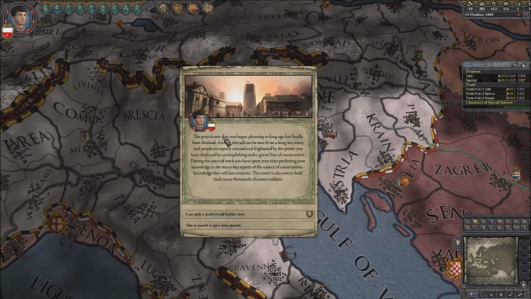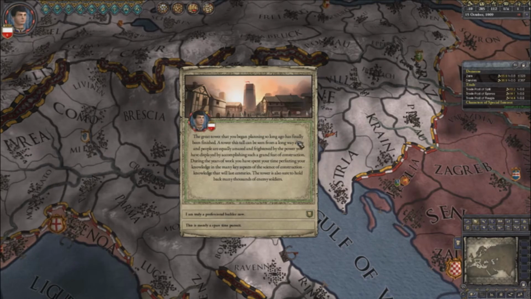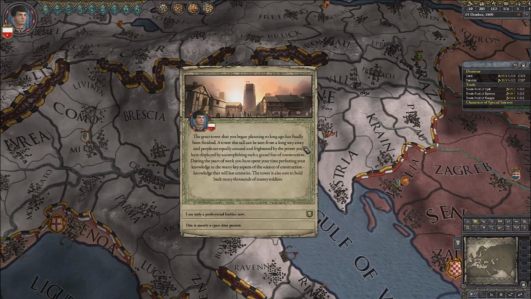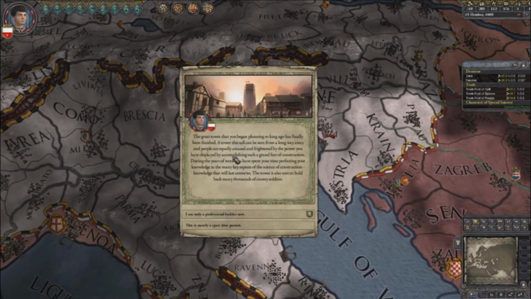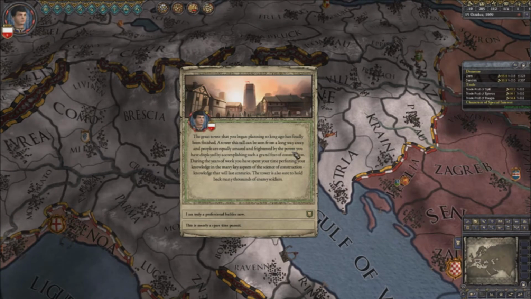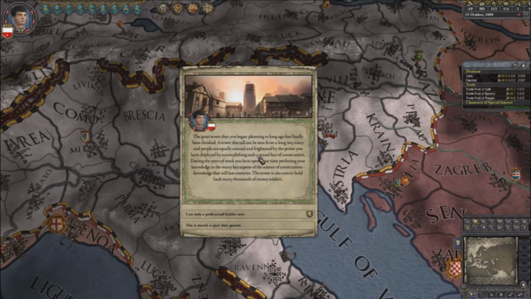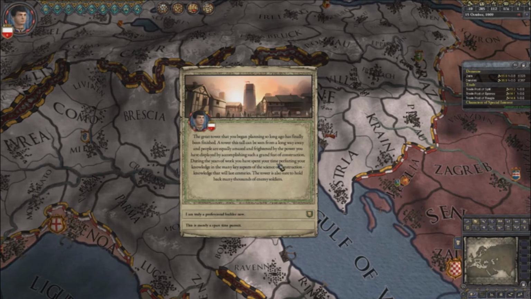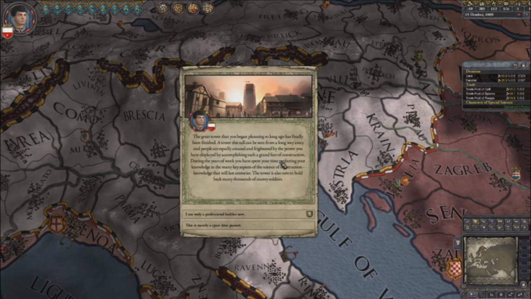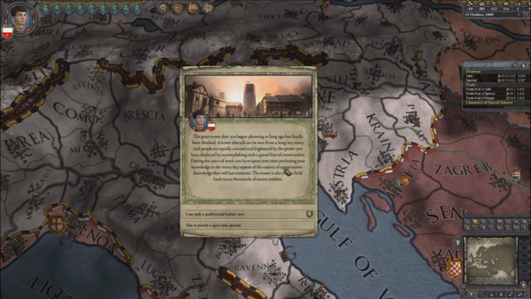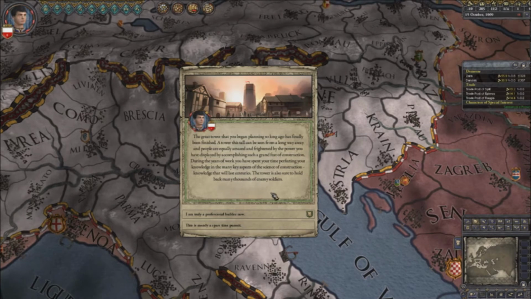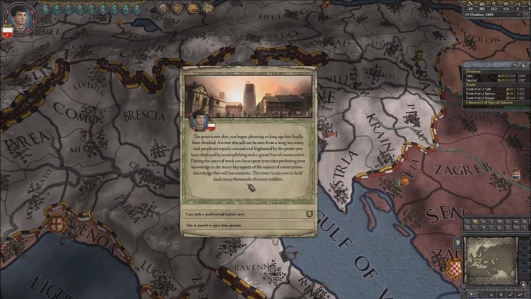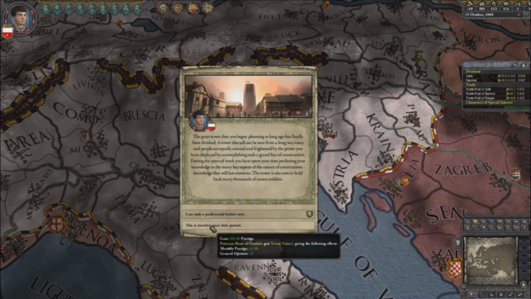The Great Tower we began planning so long ago has finally been finished. A tower this tall can be seen from a long way away, and people are equally amazed and frightened by the power we have displayed by accomplishing such a grand feat. During the years of work, we have spent time perfecting our knowledge in the many key aspects of the science of construction, knowledge that will last centuries. The tower is also sure to hold back thousands of enemy soldiers.